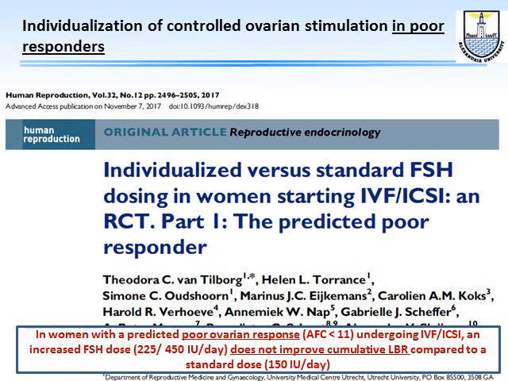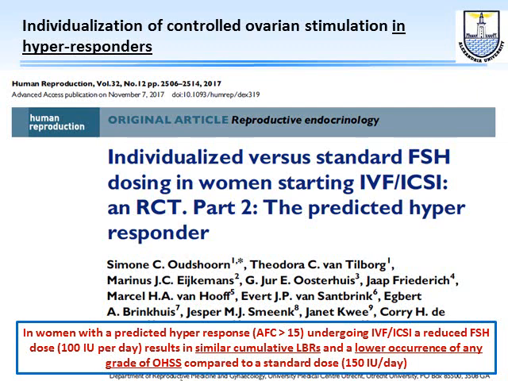Again, another study by Van Tilburg, Italian, another multi-center study, and they divided the patients into the poor responders here in this slide. For poor responders, again, this individualization did not improve the cumulative live birth rate. While the second part of the study, which was concerned with the predicted hyperresponders, again there was a similar cumulative pregnancy rate, but a lower occurrence of any grade of ovarian hyperstimulation, again reaching the same conclusion. You cannot improve the results, but you can prevent ovarian hyperstimulation by individualizing your treatment.